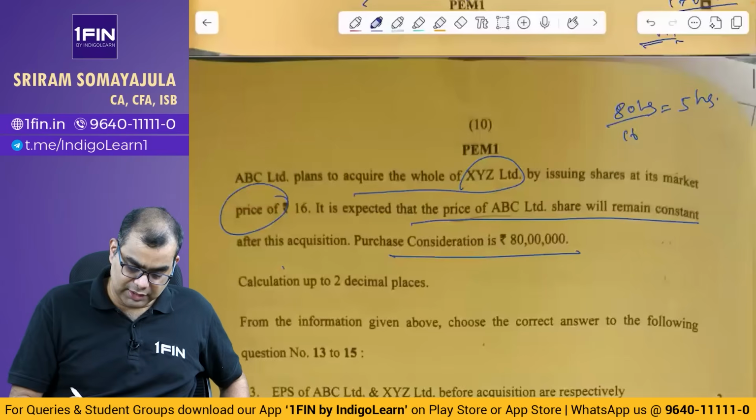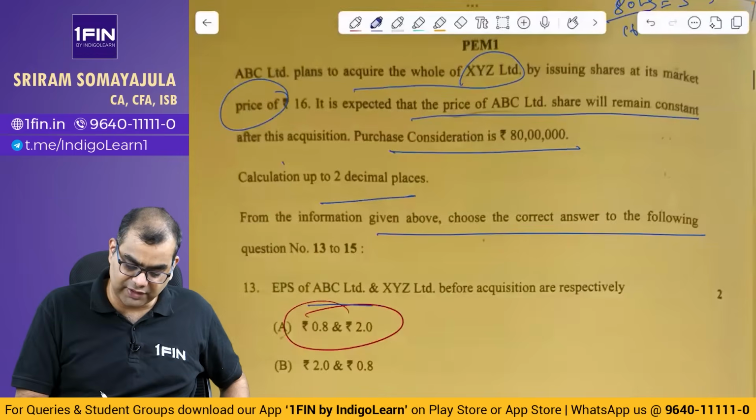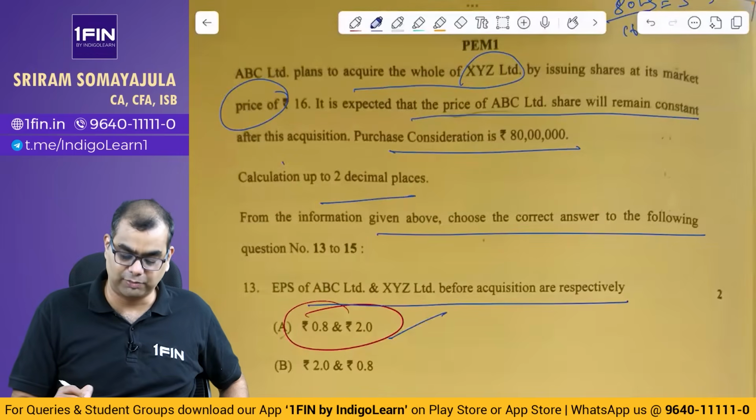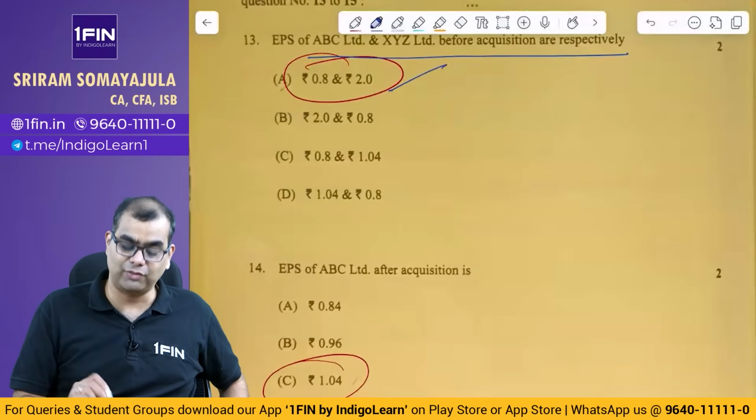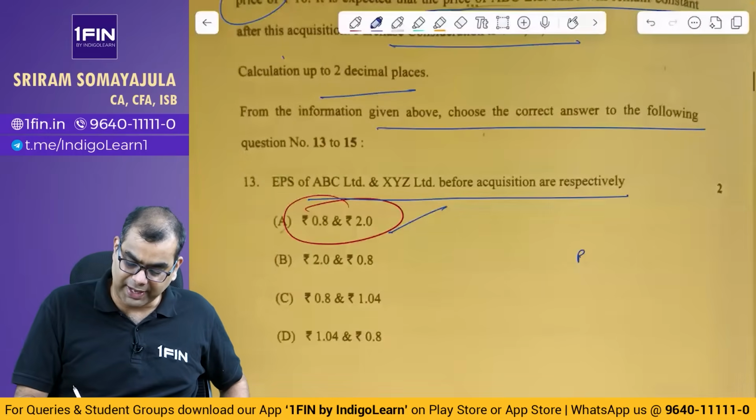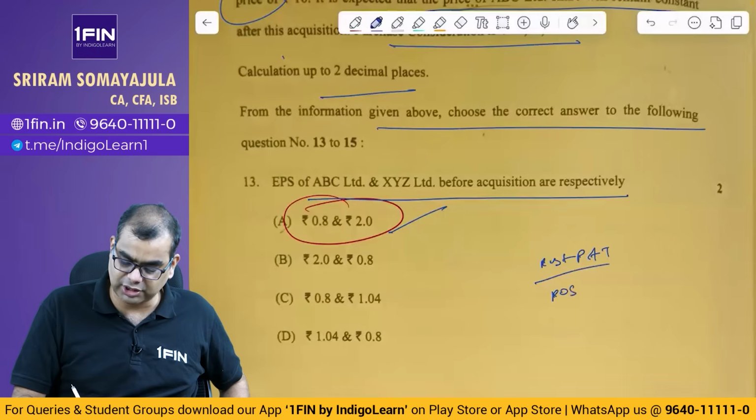Now let us come back. Calculations up to 2 decimals, no problem. From the information given, choose the correct answer. EPS of ABC and XYZ before acquisition, already found out, 0.8 and 0.2. I computed it and showed it. EPS after acquisition. What is EPS after acquisition? It is post PAT by post share count.